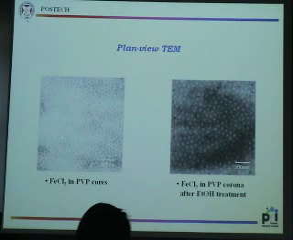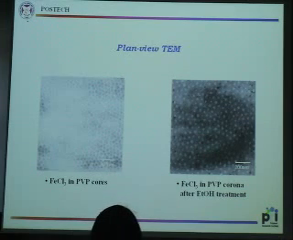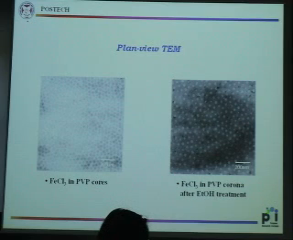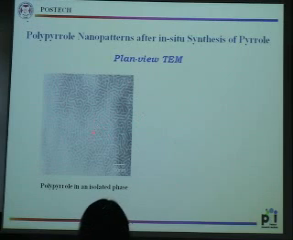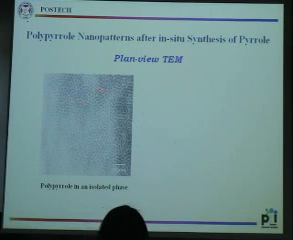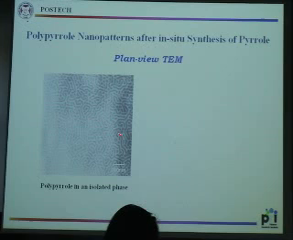Okay, so now we are ready to synthesize the polypyrrole. We expose this film to the pyrrole monomer to synthesize the polypyrrole in the domain where the ferric chloride exists. So we first expose this film to the pyrrole monomer, and then this is the TEM result. As you can see, now the domain becomes a worm-like structure because of the inclusion of polypyrrole in the domain of the PVP. The contrast comes from both the ferric chloride and the polypyrrole.